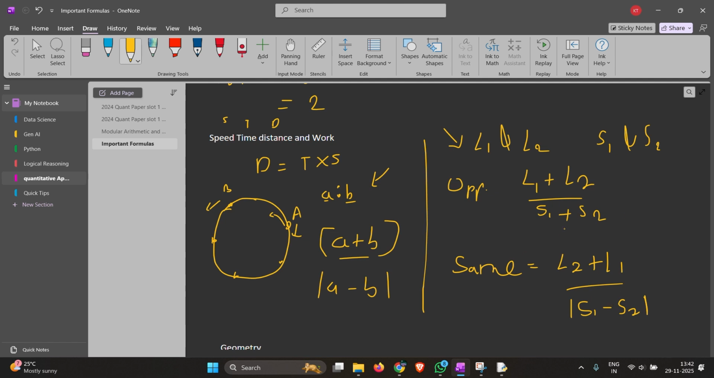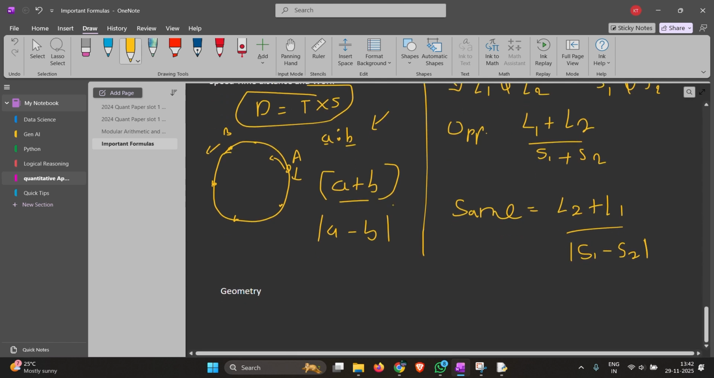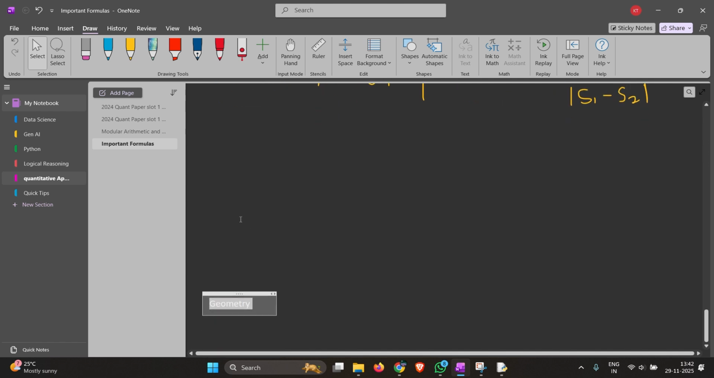So this is also a formula which is particularly helpful if you are facing problems dealing with trains. Again, all of these could be derived with the basic formula, but knowing these shortcuts would really help you do it much faster. Let's move this a little below.